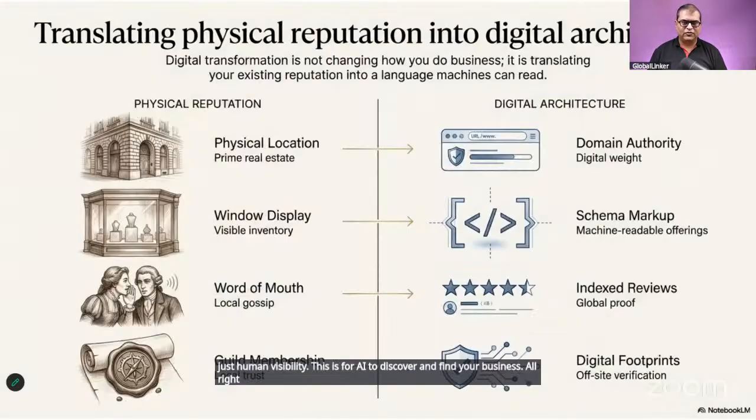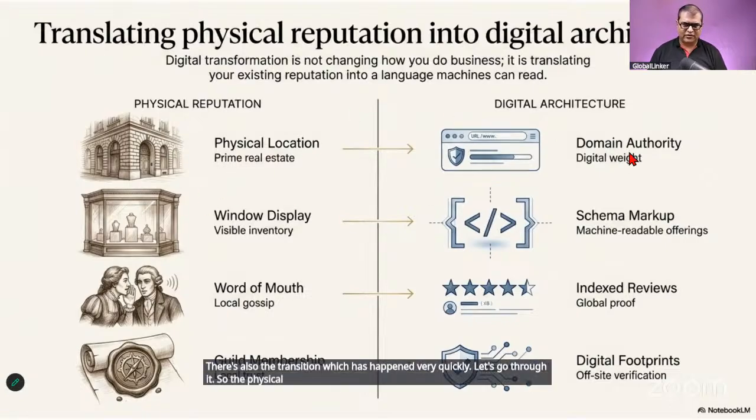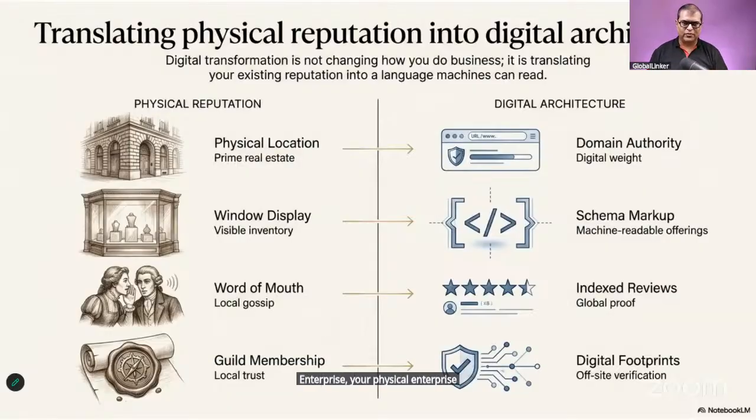All right, so let's move ahead. This is also the transition which has happened very quickly. Let's go through it. So the physical locations are now your digital authority, your display windows are your schema markups, and your word of mouth are your indexes, and your guild membership are your digital footprint. So that's how your physical enterprise has transitioned into a digital enterprise.